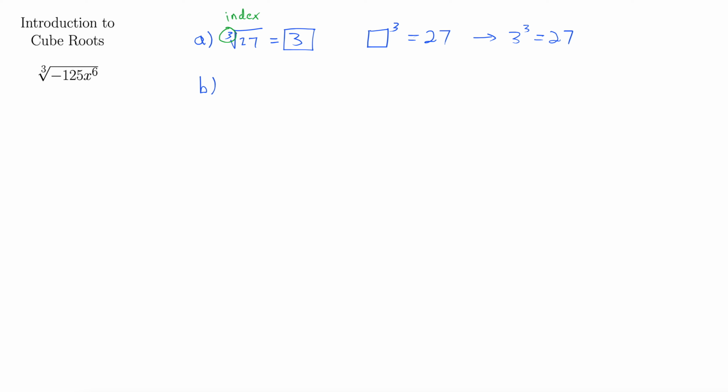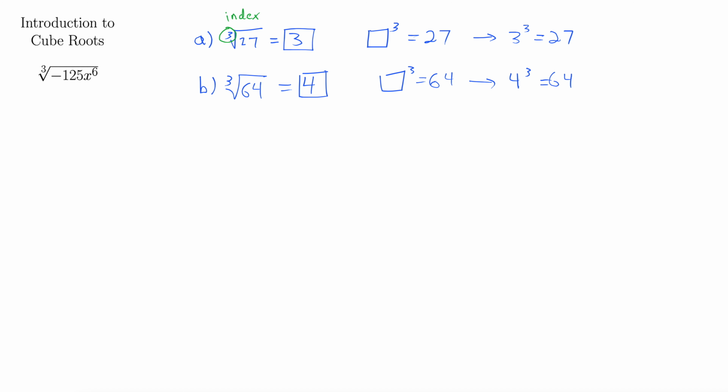So part B, the cube root of 64. Okay, so again, we're asking, what number cubed equals 64? Well, 3 times 3 times 3 was 27. Let's do 4 times 4 is 16, times 4 is 64. So indeed, 4 cubed is 64. So the cube root of 64, going backwards, is 4.